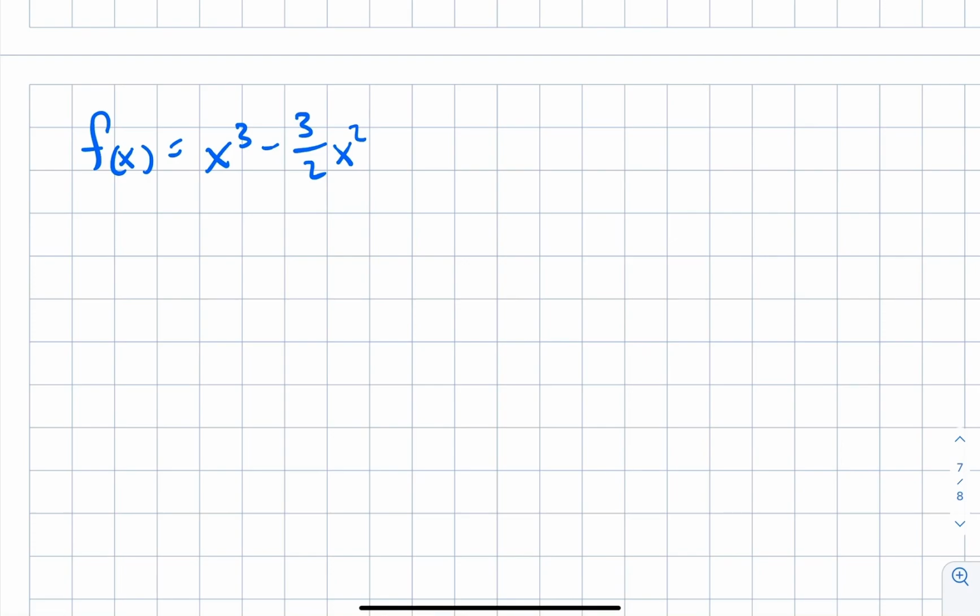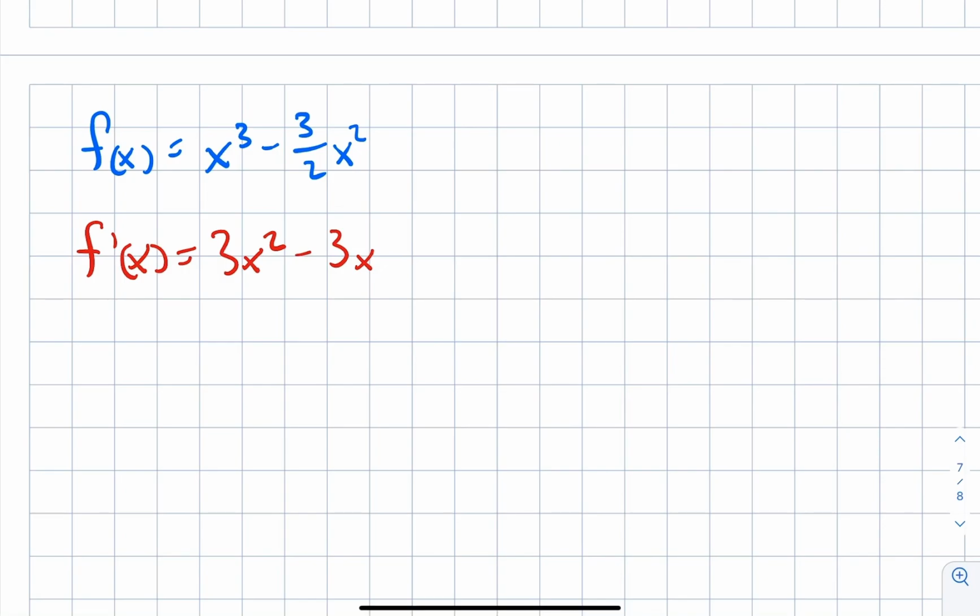So the first thing we want to do here is find the critical numbers. And the way we'll do that is take the derivative. All right, so we'll say f prime of x equals, that's going to be 3x squared minus, and then if I multiply 3 over 2 times 2, that's just going to be 3, and then x to the first power.